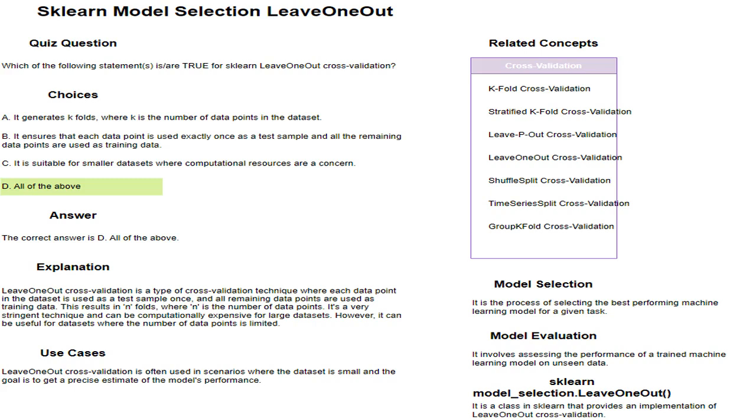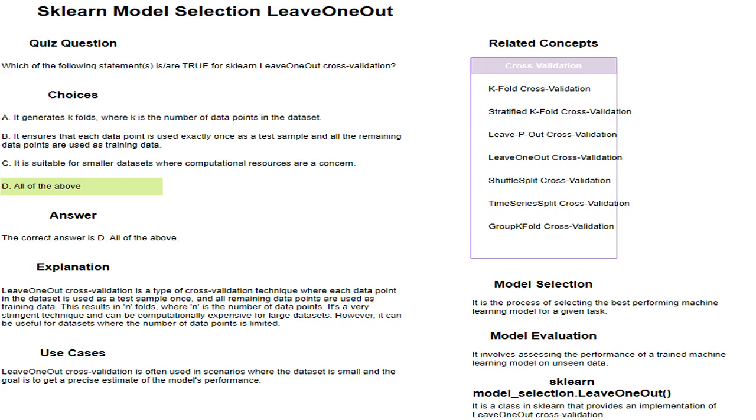Leave one-out cross-validation is a special case of leave P-out cross-validation where P is equal to 1. This means that each data point is used as a test sample once, and all remaining data points are used as training data. Model selection: leave one-out cross-validation can be used to compare the performance of different machine learning models on a given dataset.